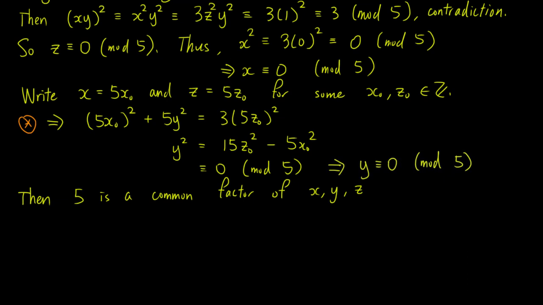We have shown that 5 is a common factor of x, y, and z, which is a contradiction since we have assumed that the HCF of x, y, and z equals 1. So indeed, there are no non-zero solutions to the equation.